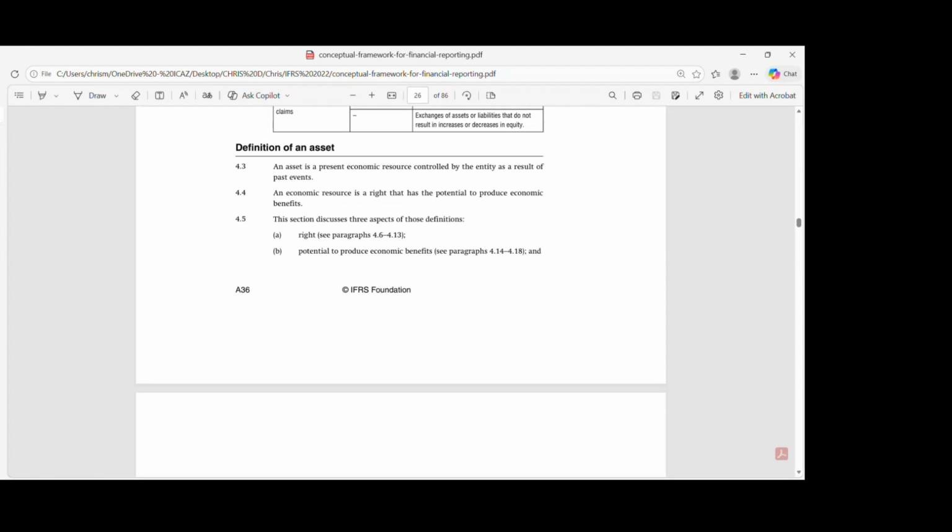So the company has the right to use the machine. It can generate product using the machine. Therefore, it also qualifies as an economic resource. So here an asset exists because we have the right to use, the right to sell, the right to pledge. Then we need the potential to produce economic benefit. So that right is in 4.6.